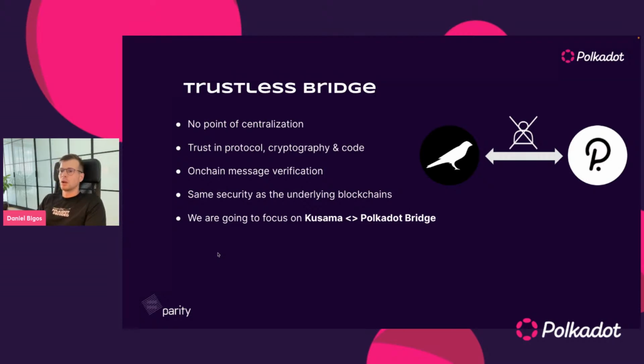It means that we have all security checks done on-chain. We have on-chain message verification. Having said that, we can claim that a trustless bridge has the same security level as the underlying blockchains, because as long as those blockchains are secure, the bridge is secure itself. And today, during this session, we will talk about the Kusama to Polkadot bridge that is being developed by Parity.